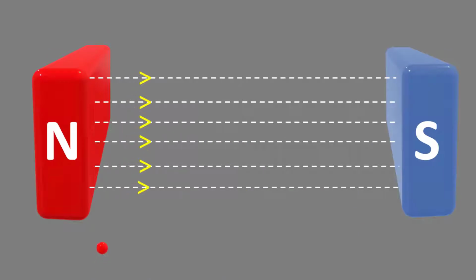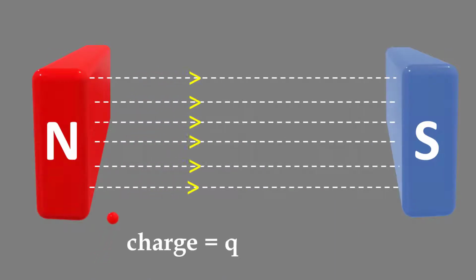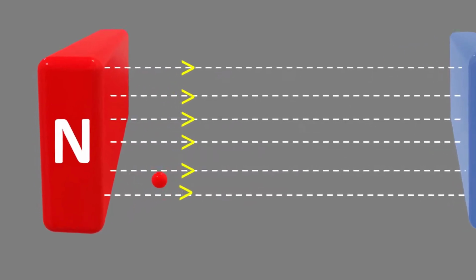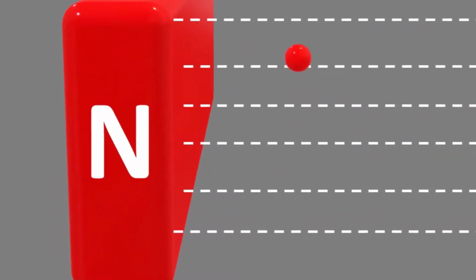Consider a charged particle with charge q and mass m entering a region of a uniform magnetic field vector B with a velocity vector v. What will decide the motion of the charged particle?